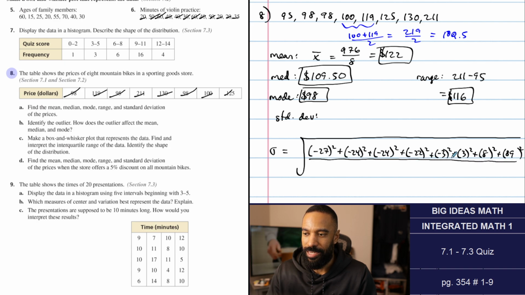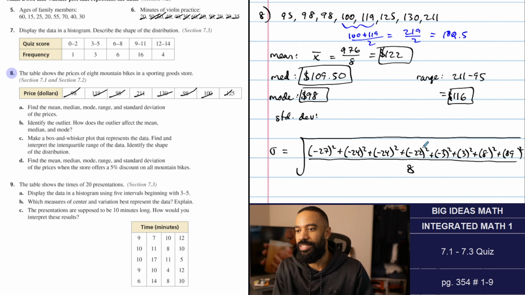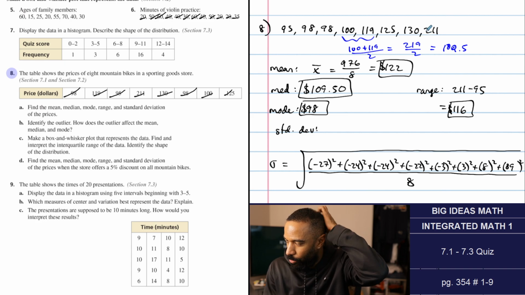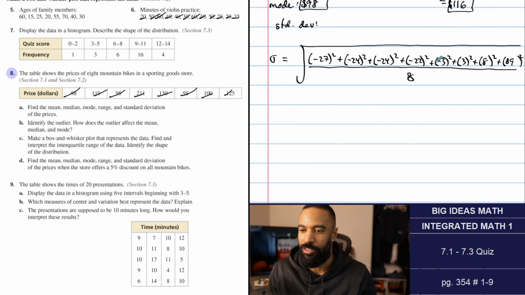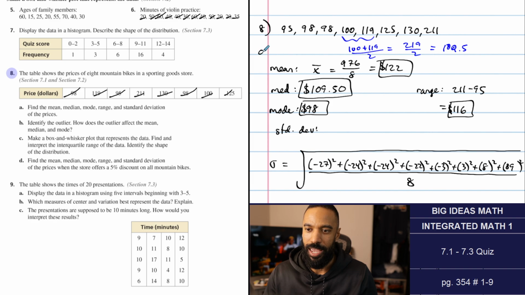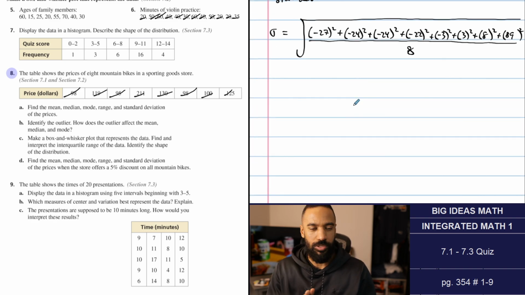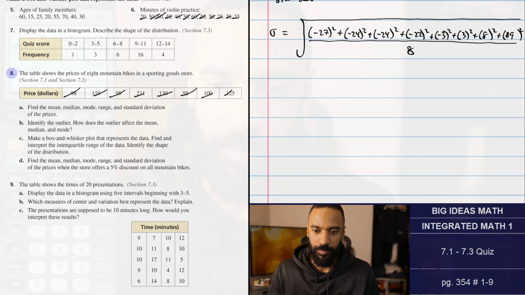Divide this all by 8. That 211 really does change. It really is an outlier for the data. I'm not loving the stuff that's going on there for it. This is all part A still, by the way. So let me use the calculator for this part.